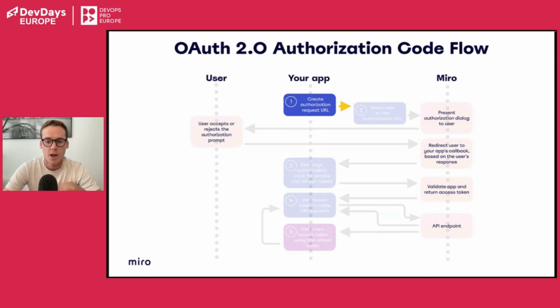So first, our app is going to construct an authorization or installation URL. And this is how our OAuth flow will be kicked off to the end user.